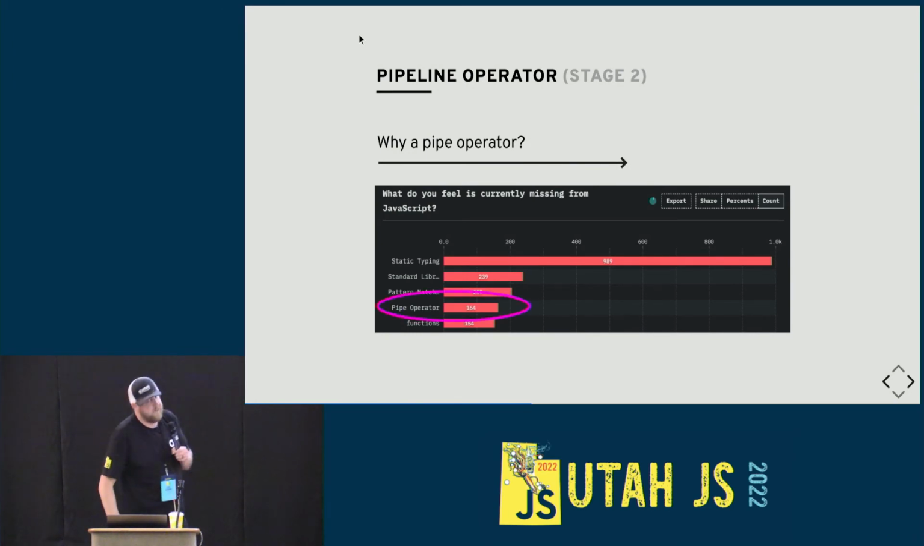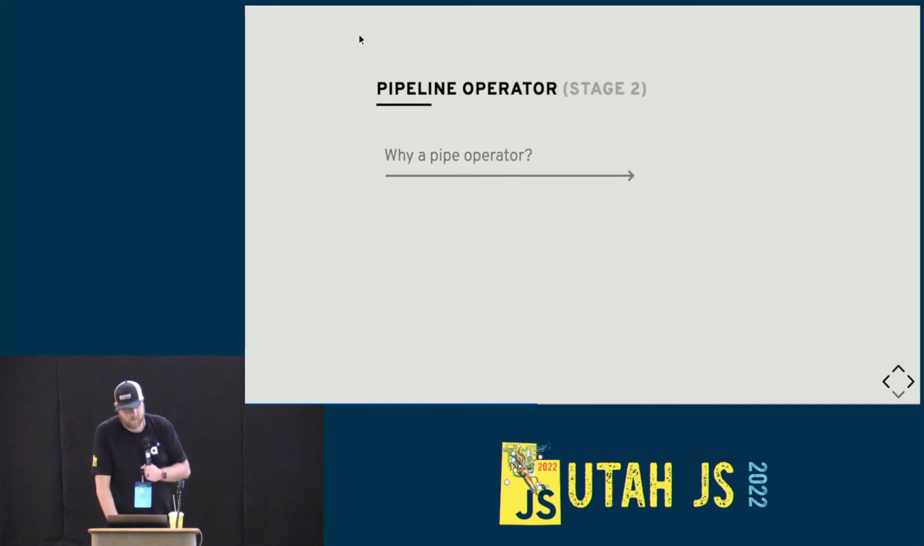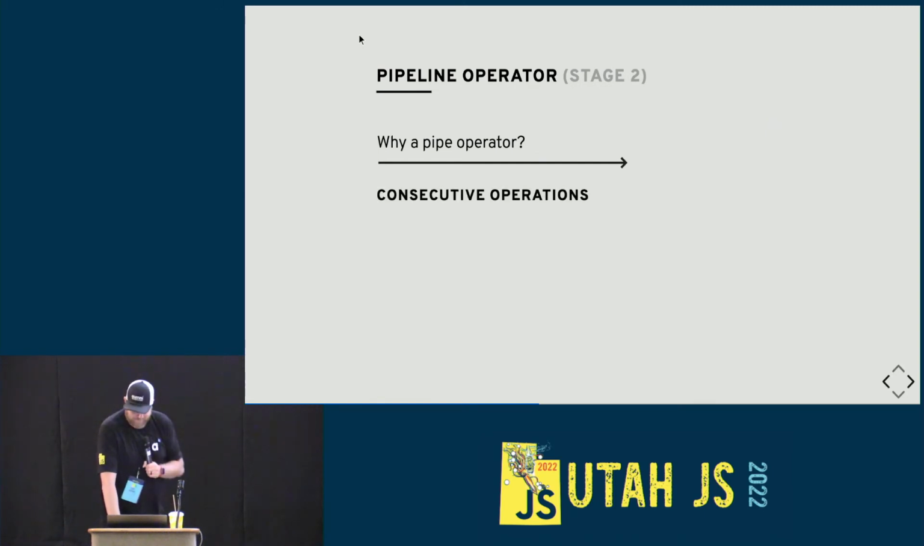Well, you guys asked for it, apparently. In the State of JS 2020 survey, it was number 4 on the list of things. However, I'm not sure how much we can trust this because you guys also asked for functions in JavaScript. But what the pipeline operator is trying to do, the space it's trying to solve for, is the problem of consecutive operations. We'd like to linearize that, make them a little more ergonomic.